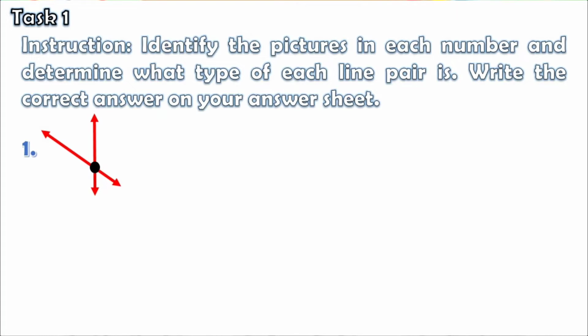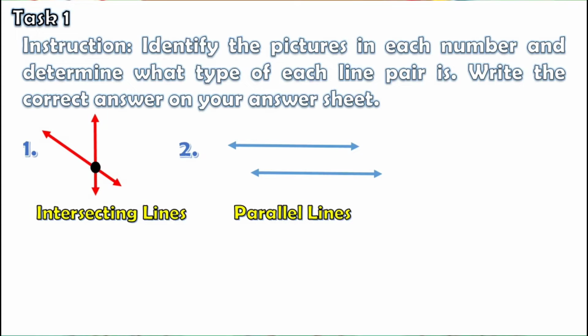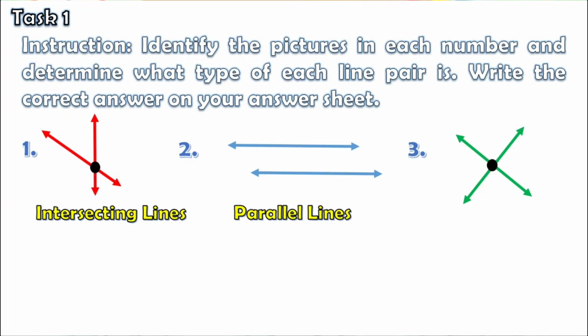Number 1. Right! It shows intersecting lines because the lines meet or intersect. Number 2. Great! These are parallel lines because the lines do not meet even if these lines extend. Number 3. Great! It shows intersecting lines because the lines meet or intersect at a point of intersection.